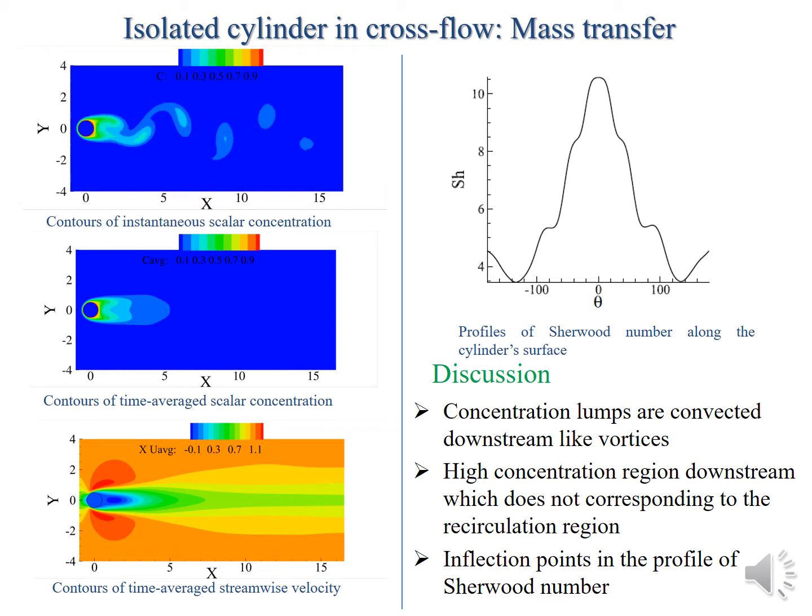being transported and convected downstream, similar to the vortices. And we have a region of high concentration if you look at the time average, and we find that the Strouhal number along the surface of the cylinder is pretty symmetrical. And actually, at the region where we have the boundary between the swirling flow and the shearing flow, we have a point of inflection. So we have these two inflection points on either side, which is actually what we expect.